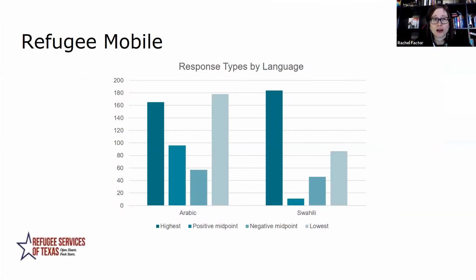So again, in my work in Refugee Mobile, we conducted an in-person survey at the end of our study. And again, we're working with Arabic and Swahili speakers. And the Arabic speakers had a slightly more even distribution of responses on the scale. So this side of the scale is the highest point of the scale, and this side is the lowest point of the scale. And you'll notice that our Swahili speakers tended to have less of a distribution. They tended to maybe answer a little bit higher and didn't use the midpoint quite as much.